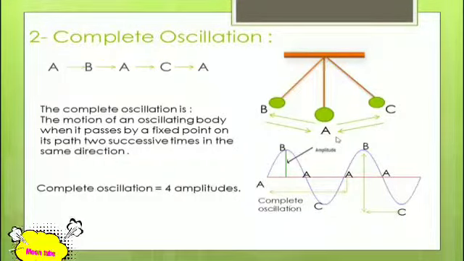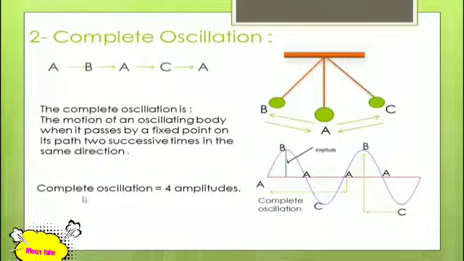But there is an important condition. The oscillating body has to pass by a fixed point on its path 2 successive times in the same direction. What does it mean? It goes from A to B, from B to A, from A to C, from C to A. This is called one complete oscillation. It passes through A 2 times in the same direction. You follow the arrows and you can understand it by yourself.